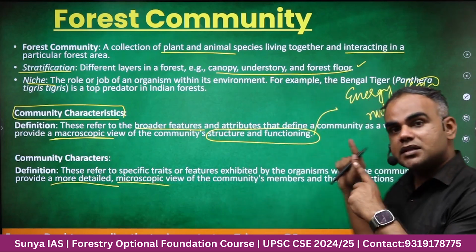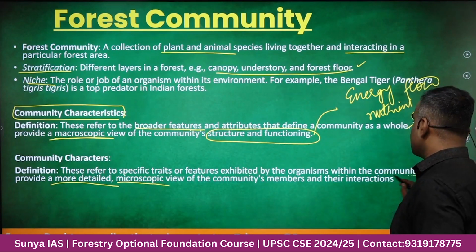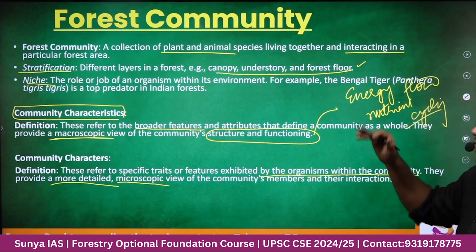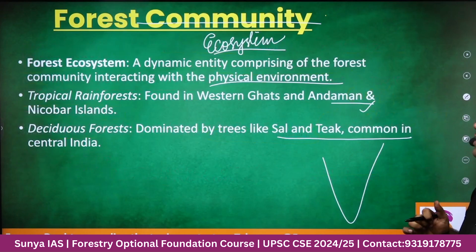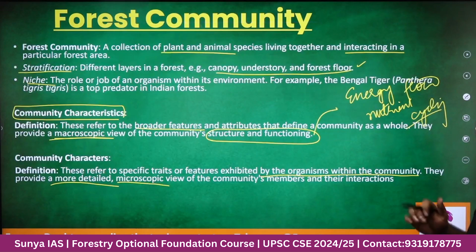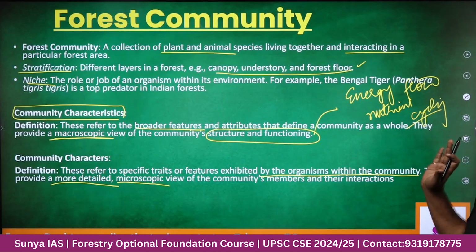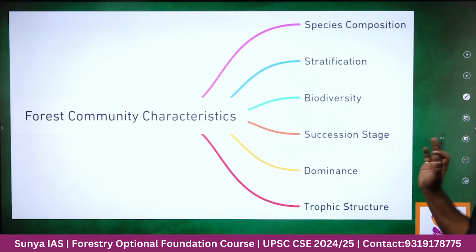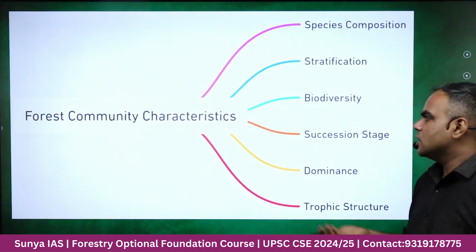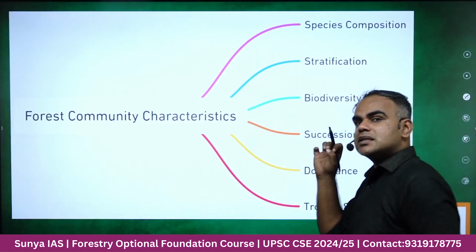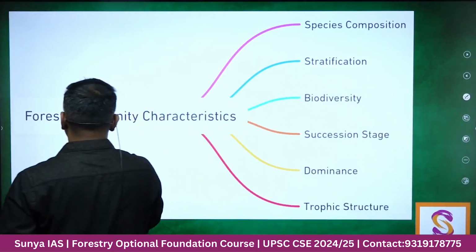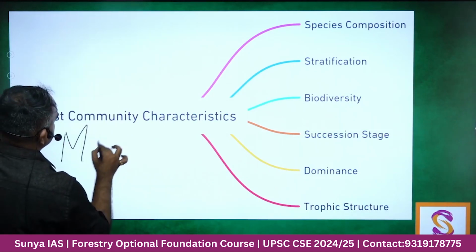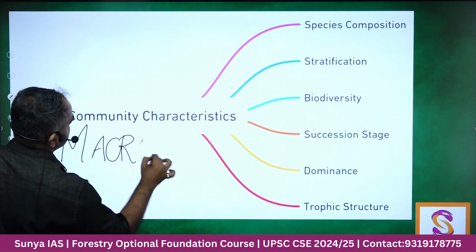So if you have to understand this as well, these are the features which are exhibited and this is more detailed in nature. Fine, I hope you are able to understand this. Forest community, the community characteristics, etc., that is one thing you understand. Now for both of them I will just simply show you one mind map, and this will be good enough for you to understand. Forest community characteristics, this means macro. So for our understanding we will write down macro, so that you also understand easily.